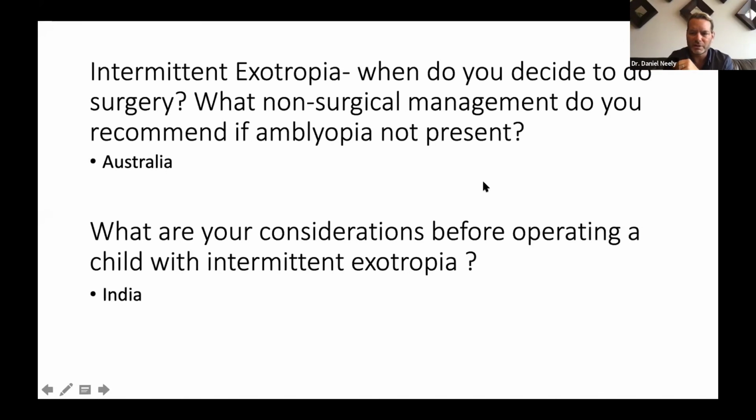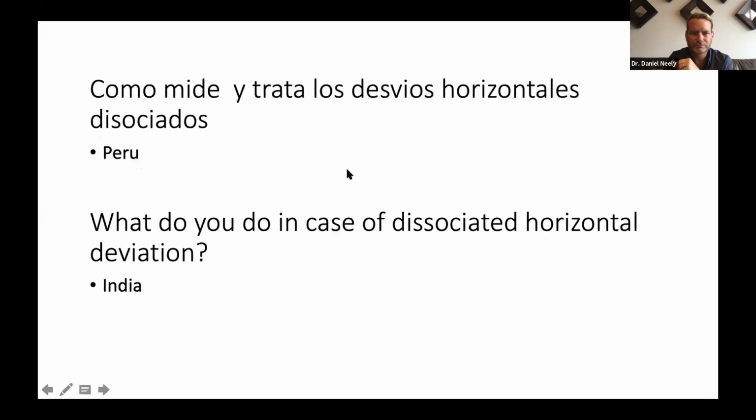All right, next question here. This is a question about dissociated horizontal deviation. So this is actually the same question. What do you do in cases of dissociated horizontal deviation?